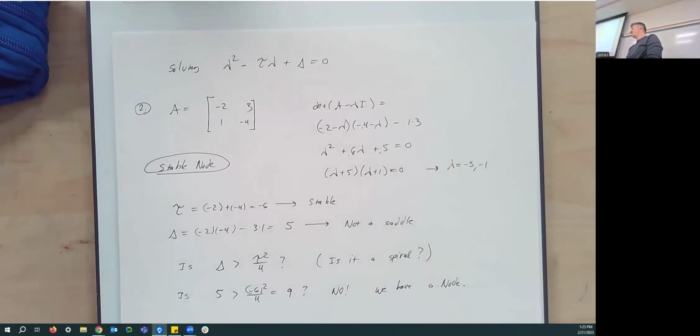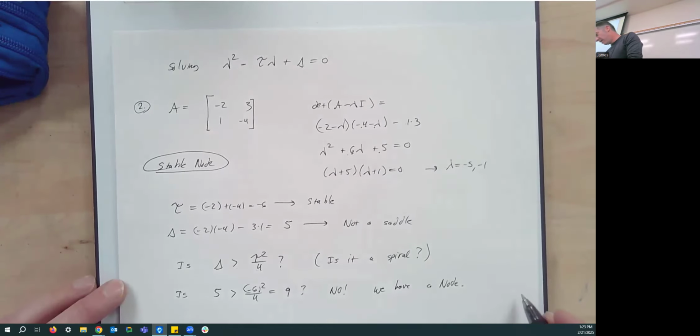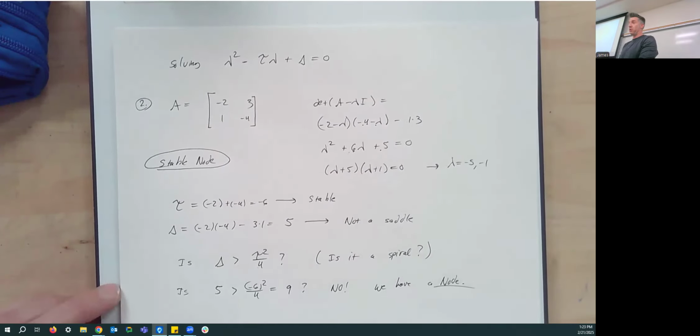Okay, I just thought of something that I think might be kind of clever, but it's probably not that clever. If you ask the question this way, is delta bigger than tau squared over 4? And the answer is no, you have a node. It could be worse. If the answer is yes, you have a spiral, which doesn't do anything fun. But okay, I kind of like that. I'm not gonna lie. So we have a node. So we have a stable node.